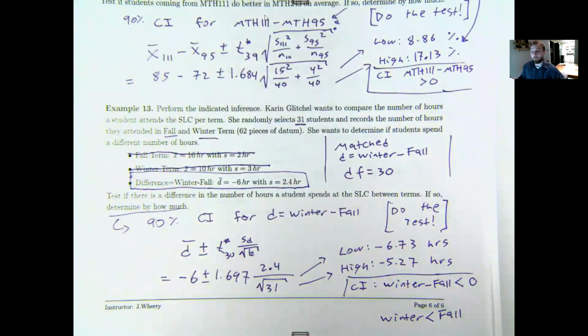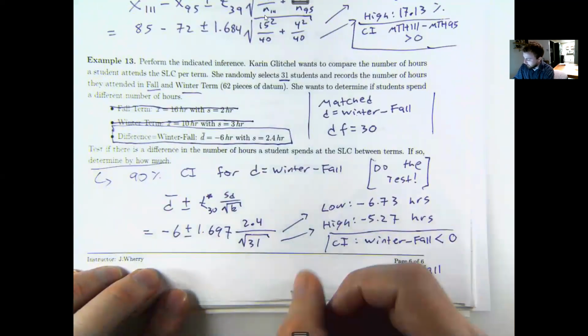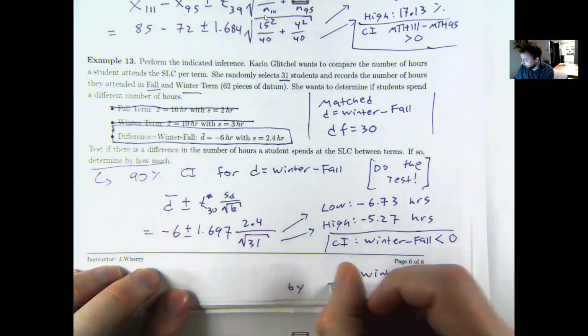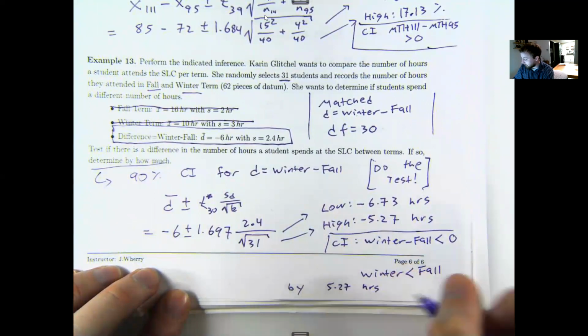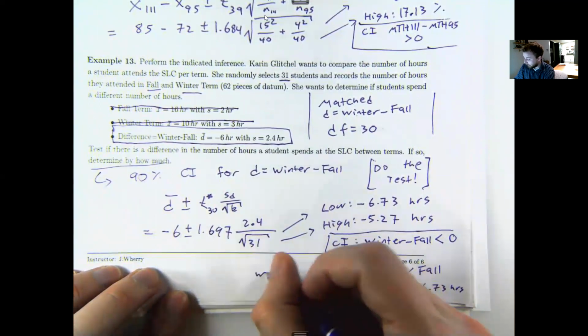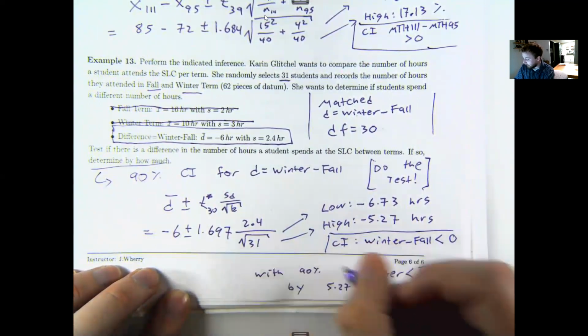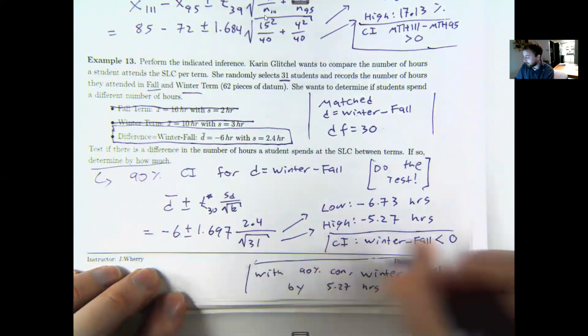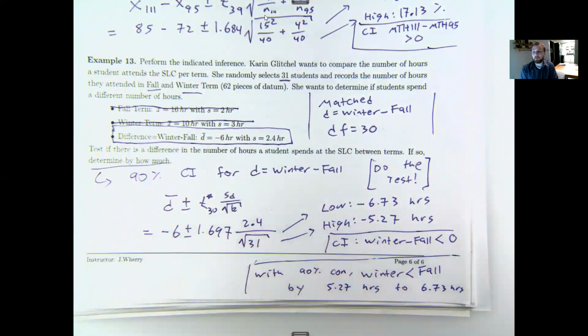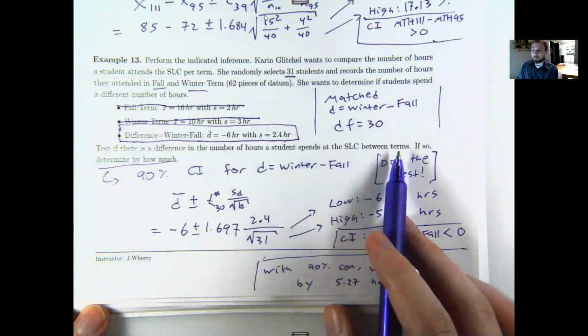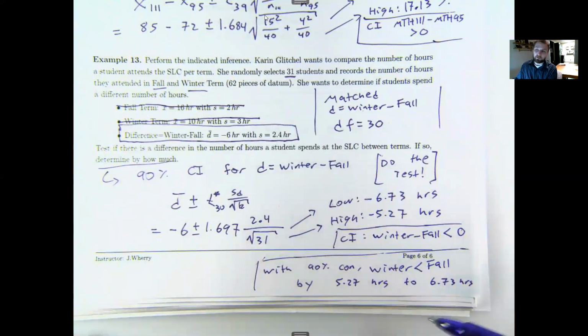If I'm wondering, well, how much less? Anywhere from 5.27 hours less, all the way up to 6.73 hours, and this is with 90% confidence. So I would say I'm 90% confident that students spend less hours in the Learning Center during the winter compared to fall term, anywhere from 5.27 hours to 6.73 hours. The reason why I'm doing confidence intervals for both of these things is it answers the question, is there a difference? But it actually goes one step further and it tells me what that difference is.